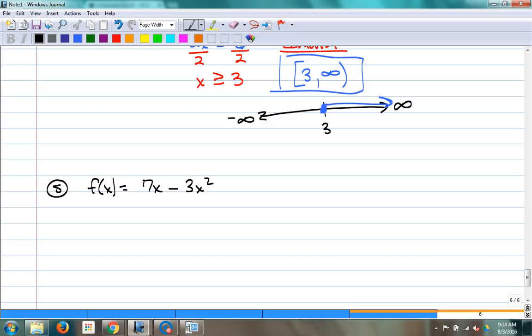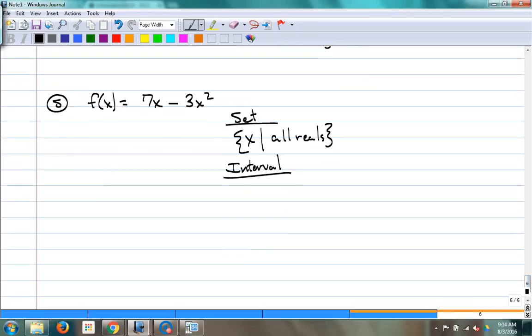So that means our domain in set notation, we didn't do that on the first example. You can just do that. X such that it's all real numbers. What's the interval notation for all real numbers? Good job. Negative infinity to positive infinity. Always parentheses on the infinities.